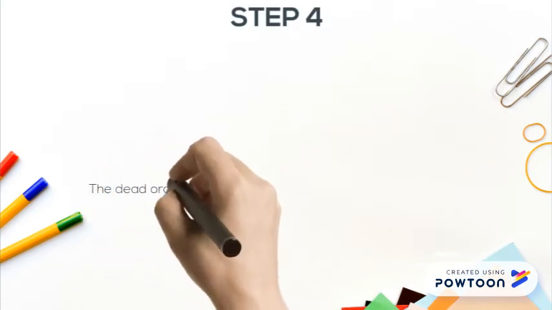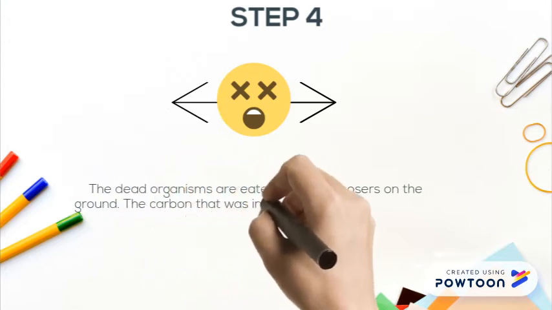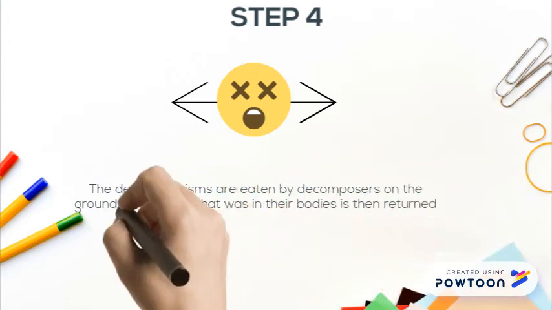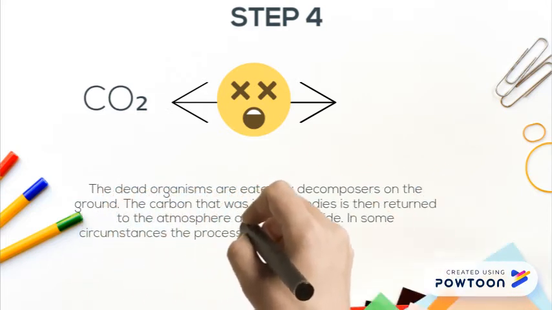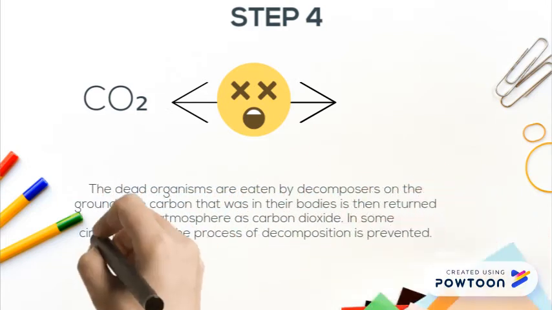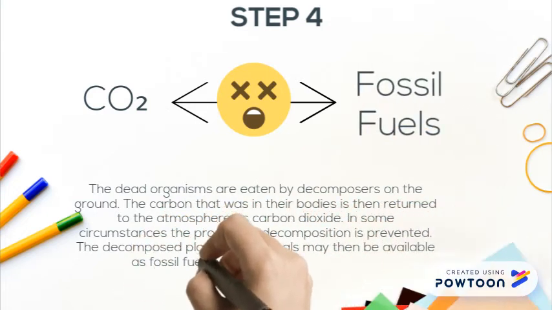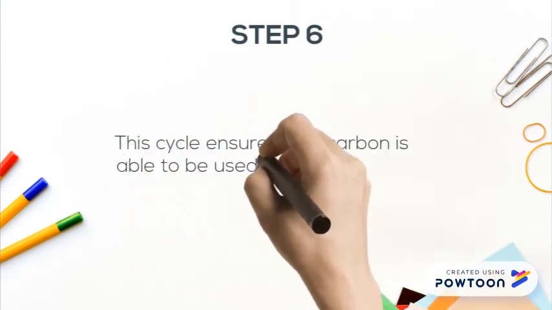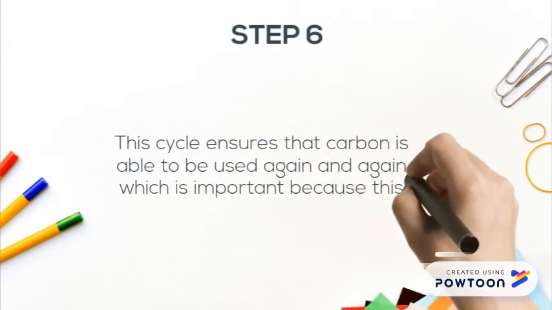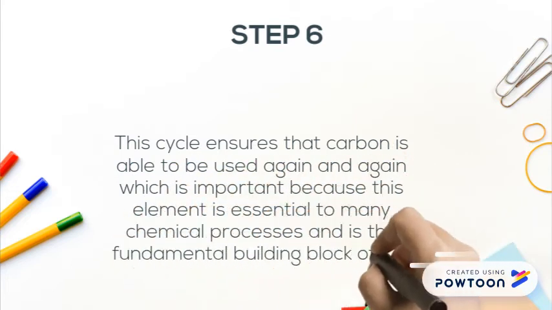Step 4. The dead organisms are eaten by decomposers in the ground. Carbon that was in their bodies is then returned to the atmosphere as carbon dioxide. In some circumstances, the process of decomposition is prevented, and the decomposed plants and animals may then be available as fossil fuels in the future for combustion. This cycle ensures that carbon is able to be used again and again, which is important because this element is essential to many chemical processes and is a fundamental building block of life.